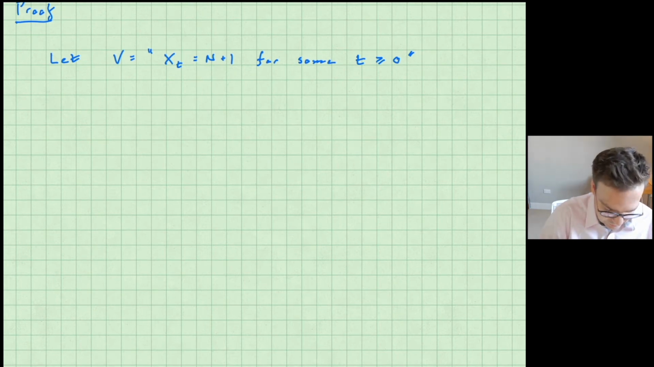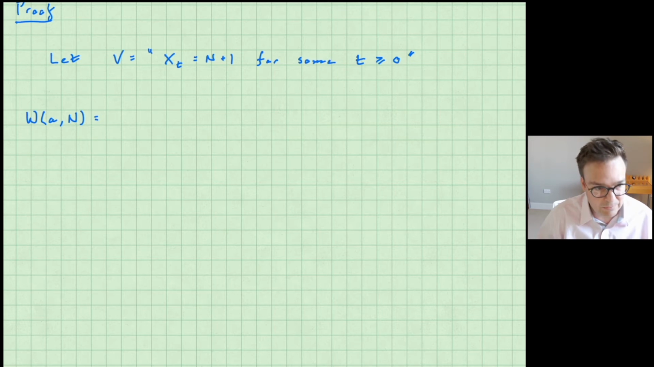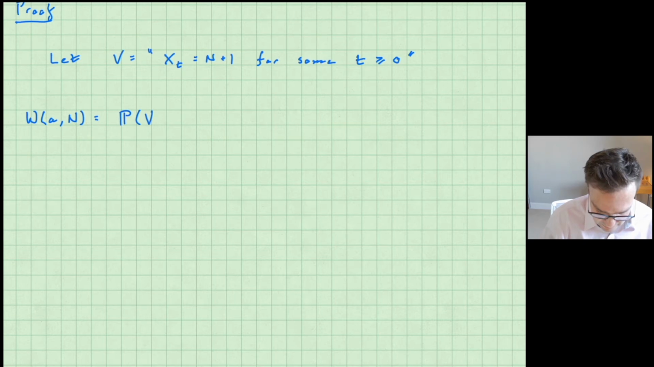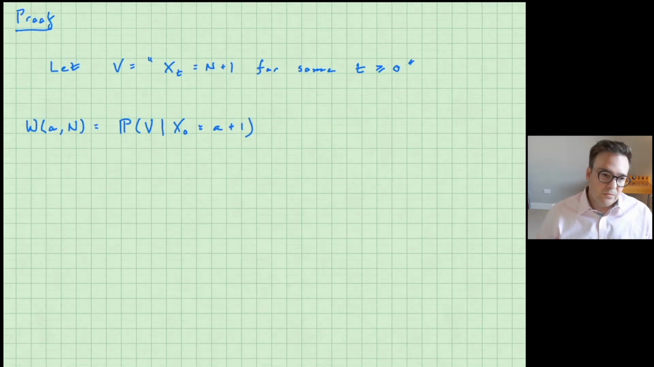Right? So let's just write out the left-hand side that we're trying to prove, the probability of A winning. And so we can write that in the following way. That's the probability of the event V given that x0 is equal to A+1. Okay, so now what I want to do is expand this right-hand side using the total probability theorem, where the event that I'm going to condition on is just what happens at game 1, as a result of game 1.